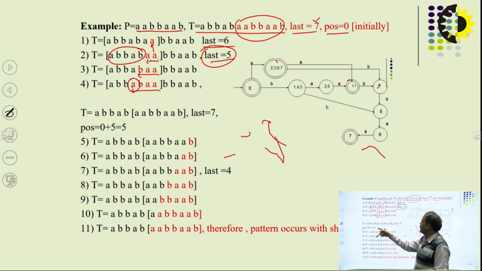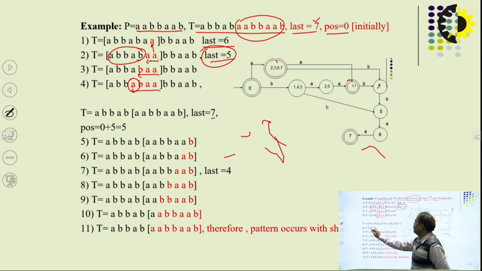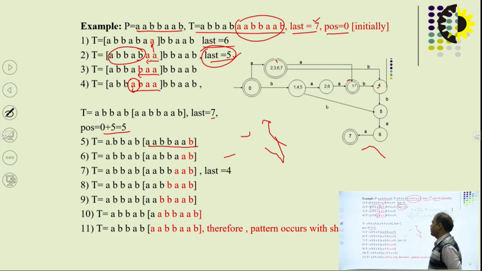So next shifting, we have to include these 2 characters and exclude these 5 characters. Look at here. So last is 7. Again, every time you have to start the last from 7, right? And then position is 0 plus last. Position is this 0 plus 7, 5. So this position becomes 5. That means you have to go to the 5th position: 0, 1, 2, 3, 4 and then 5. This is the shifting, right?